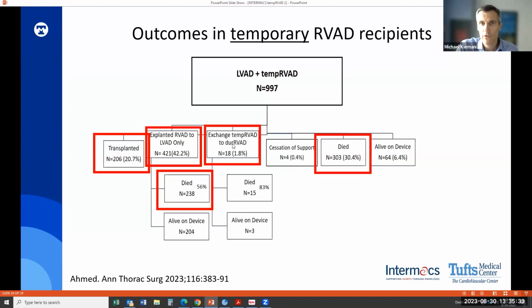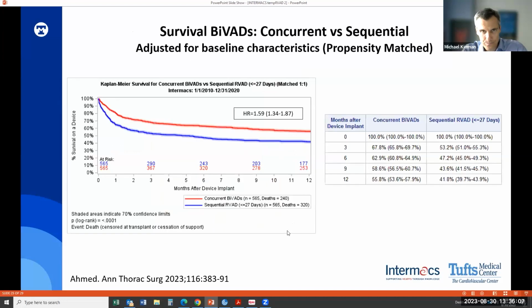But the third option would be, if you don't think you can explant it and maybe they're not transplantable, what happens if we convert them now to a durable RVAD? And here it's only 18 patients in this analysis of 1,000 patients, and 83% of patients die. So that tends to not go well. So when we need to convert someone with early acute right heart failure from a temporary device to a durable device, the North American experience suggests that these patients just don't do well doing that.